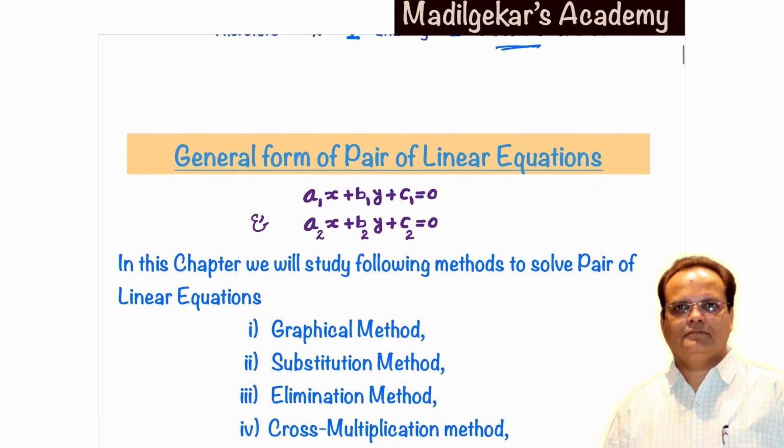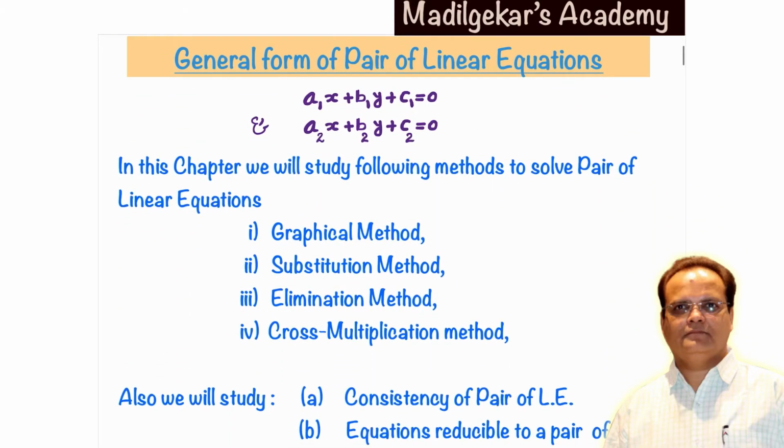Next is general pair of linear equation. Usually we write linear equation as ax plus by plus c equals to 0. Here the equations under consideration are two equations. So let us denote the constants by a1, b1, c1 and a2, b2, c2.